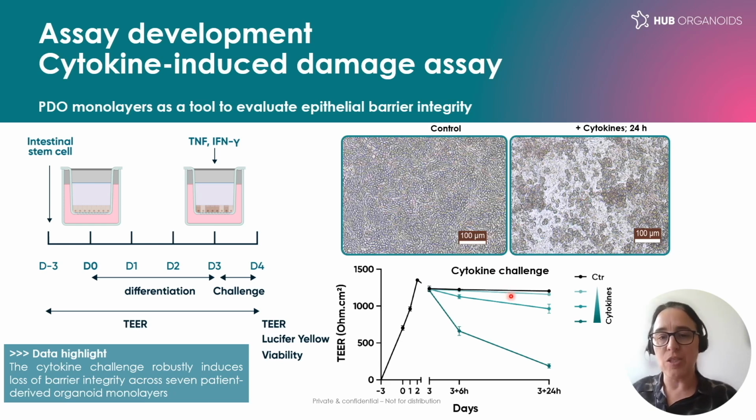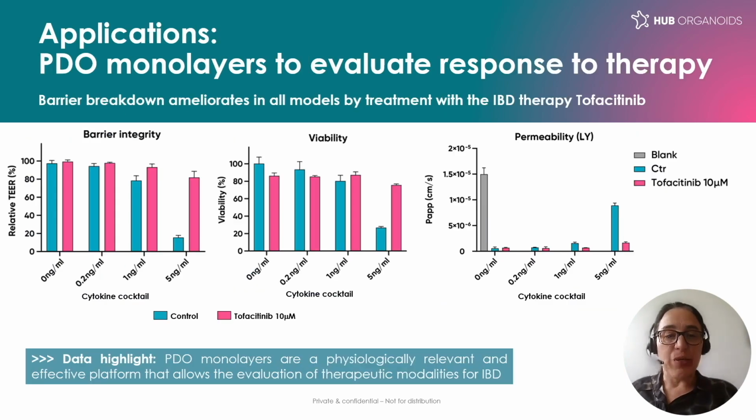We see that the monolayer nicely generated in the control conditions is completely disrupted 24 hours after being exposed to the cytokine damage. And we can also see, by measurement of TEER, which is the resistance that can be measured by the presence of the monolayer, a decrease in TEER when we increase the concentration of the cytokines. So we can see how our cytokine challenge assay can induce a loss of barrier function in a dose-dependent manner.